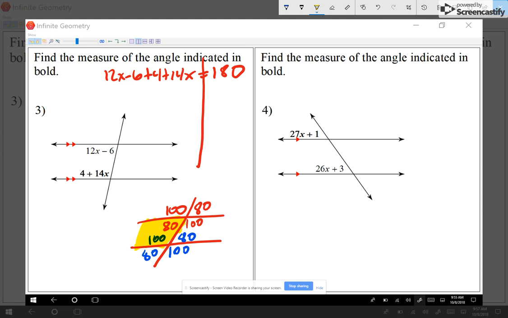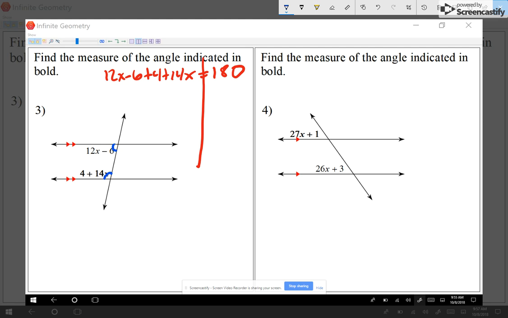But I'm asking you, why did you put the equals 180 if you haven't solved it yet? Because if I'm looking at my angles, this angle and this other angle, they're both same side interior. Right? They're on the same side of the transversal and they're both interior. Every time I'm dealing with same side interior, they add up to 180.